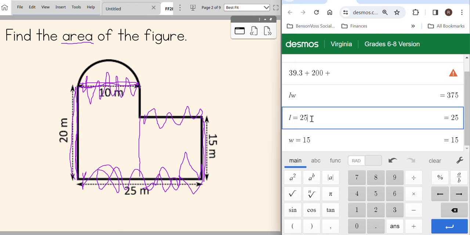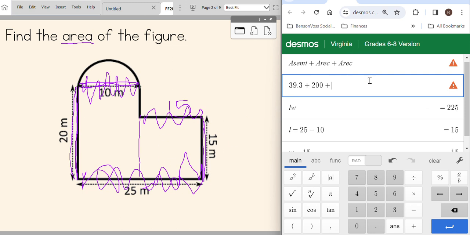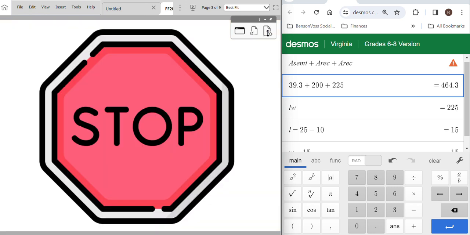So I'm going to start with 25. But then I'm going to subtract the part I have up here at the top, the 10. And that's going to leave what I have right here, the 15. So that's how I know that that's the length. So that means the area of the smaller one, or actually it's not smaller, it's a square here, is 225. So that means the total area for the whole figure is 464.3 meters squared. Okay? All right, if you have questions, please remember to ask us, okay?